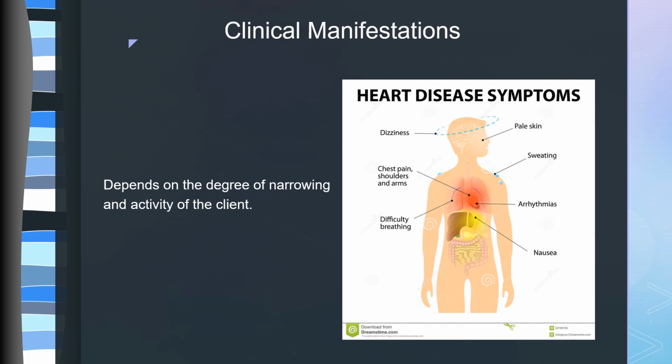Sometimes they will appear pale because of lack of blood flow. They could have dizziness, sweating, nausea. And if the disease becomes severe enough, they may experience what we call angina or chest pain that is from myocardial ischemia or lack of blood flow. And over time, this can become irreversibly damaged and result in, again, myocardial infarction and sudden cardiac death.